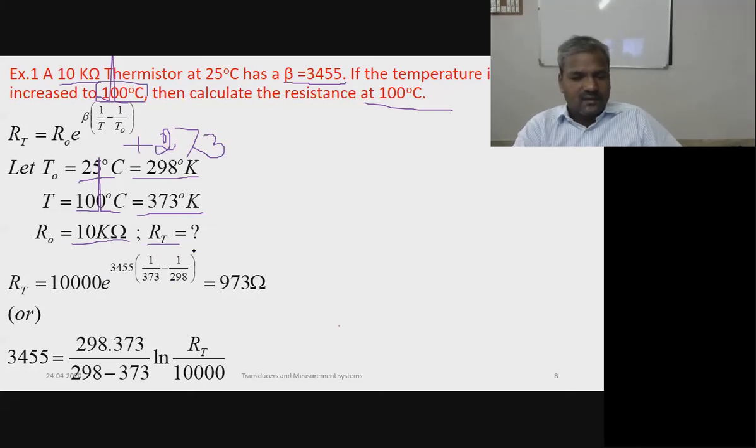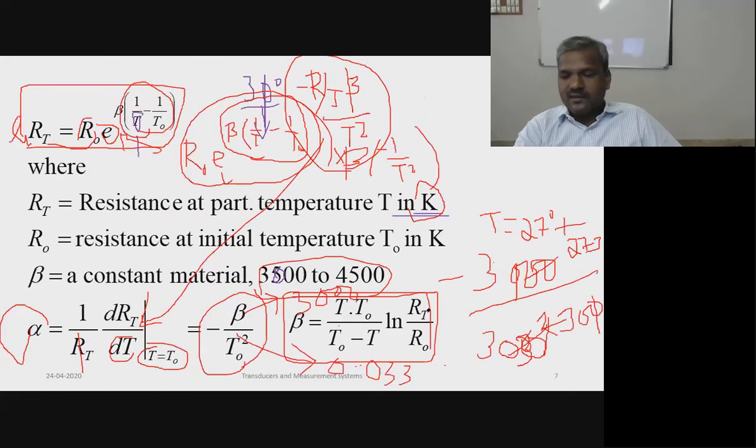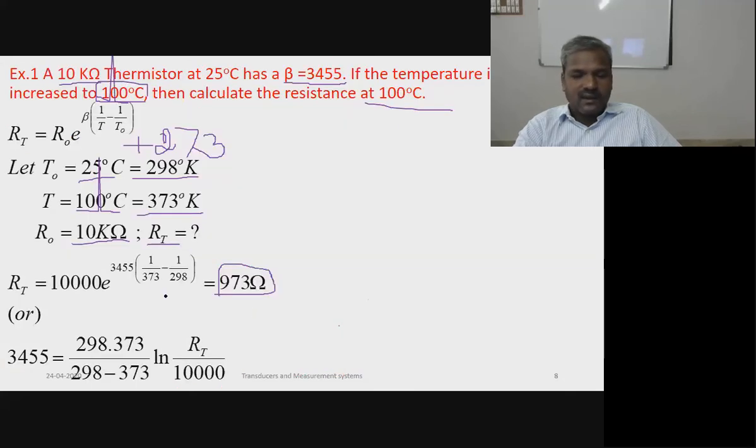So if you simplify this, you will get 973 ohm. Or you can also use this relation, beta into T naught minus T into ln RT by R. Either way you can calculate, you will get 973 ohm.